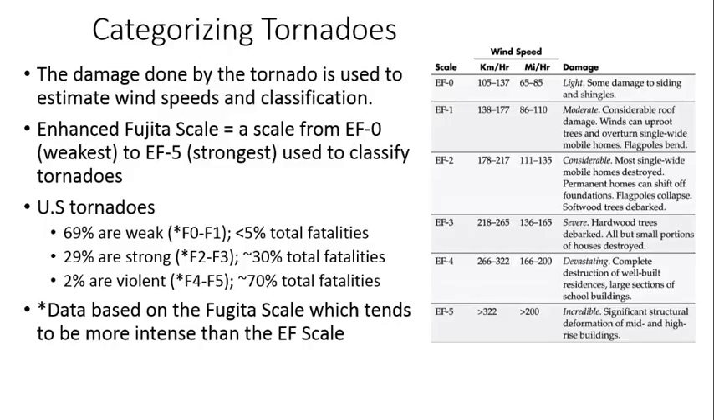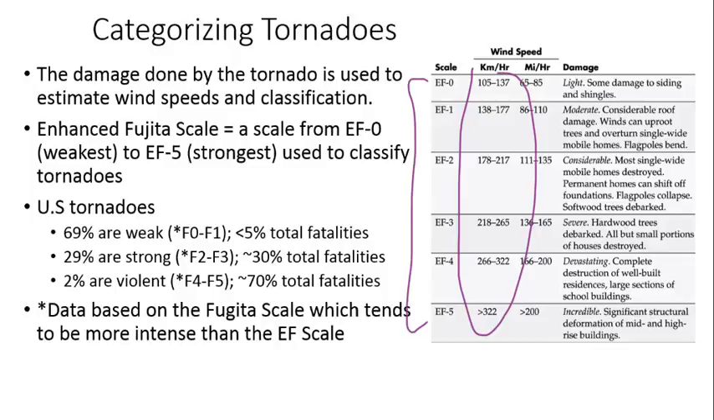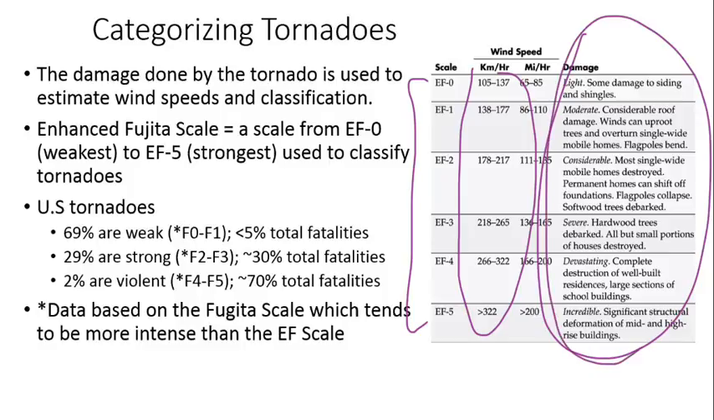By looking at the damage it caused, we can get a sense for what the wind speed was. So here we have the wind speed with regard to EF0 through EF5. Then over here you can see how you can look at the aftermath of a tornado and get a sense for what the wind speed might have been. And these are types of damages that you look for.